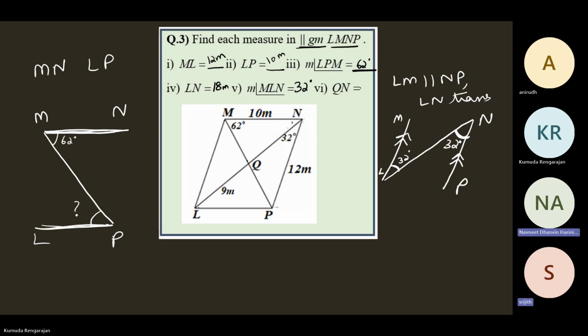Ma'am, 9 meters. QN is equal to 9 meters. Those diagonals bisect each other in a parallelogram. QN and QR bisect, so 18 meters will be 9 meters. Correct. You can also do it like that. But before you find 18, you would have already found this, right? Why should you go up till 18? Because QL is 9. So QN is also 9. And that is the question. That's all. You don't have to go to 18. That's it.